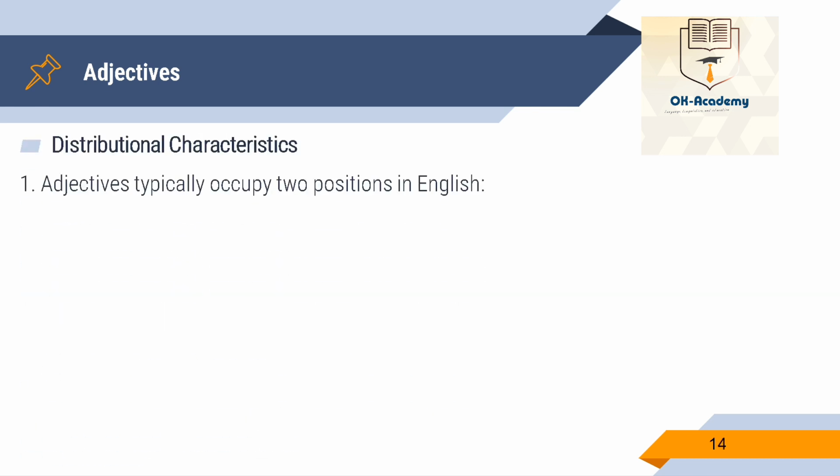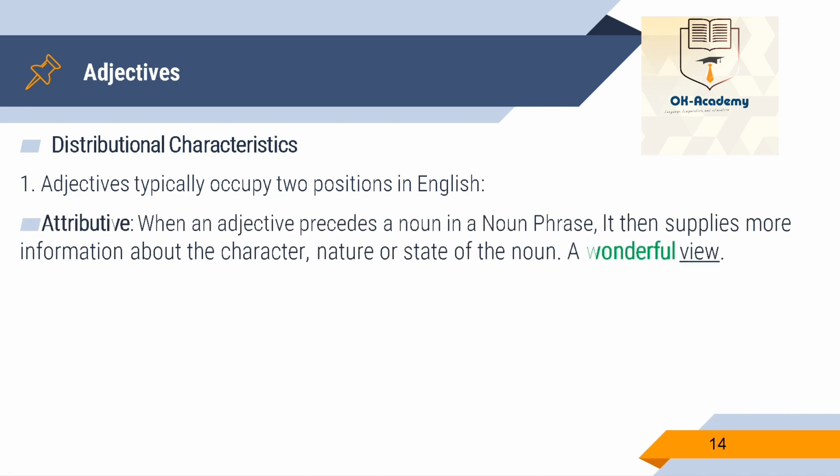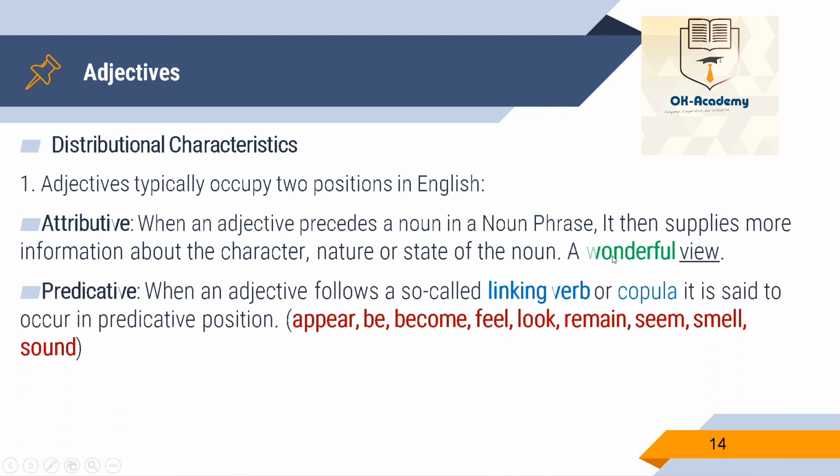And then we have distributional characteristics of adjectives, just like the noun phrases. When we mention the word distributional, we mean it's concerned with where the word occurs. So generally, adjectives occupy two positions in English. First is attributive. When an adjective precedes a noun, it comes before a noun in a noun phrase, like a wonderful view. Wonderful is the adjective and view is the noun. So this is the first distributional characteristic of adjectives.